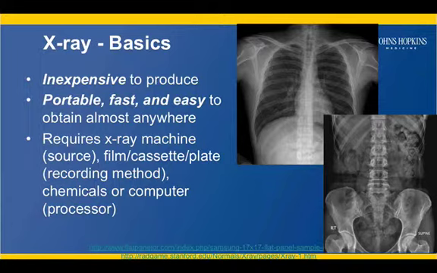The basics of the X-ray are that it is inexpensive to produce, portable, fast, and easy to obtain almost anywhere. And the requirements are an X-ray machine, also known as the source, a film, cassette, or plate, which is the recording method, and chemicals or a computer, which are the processors. The two images on the right are common X-rays that you will encounter on the wards.